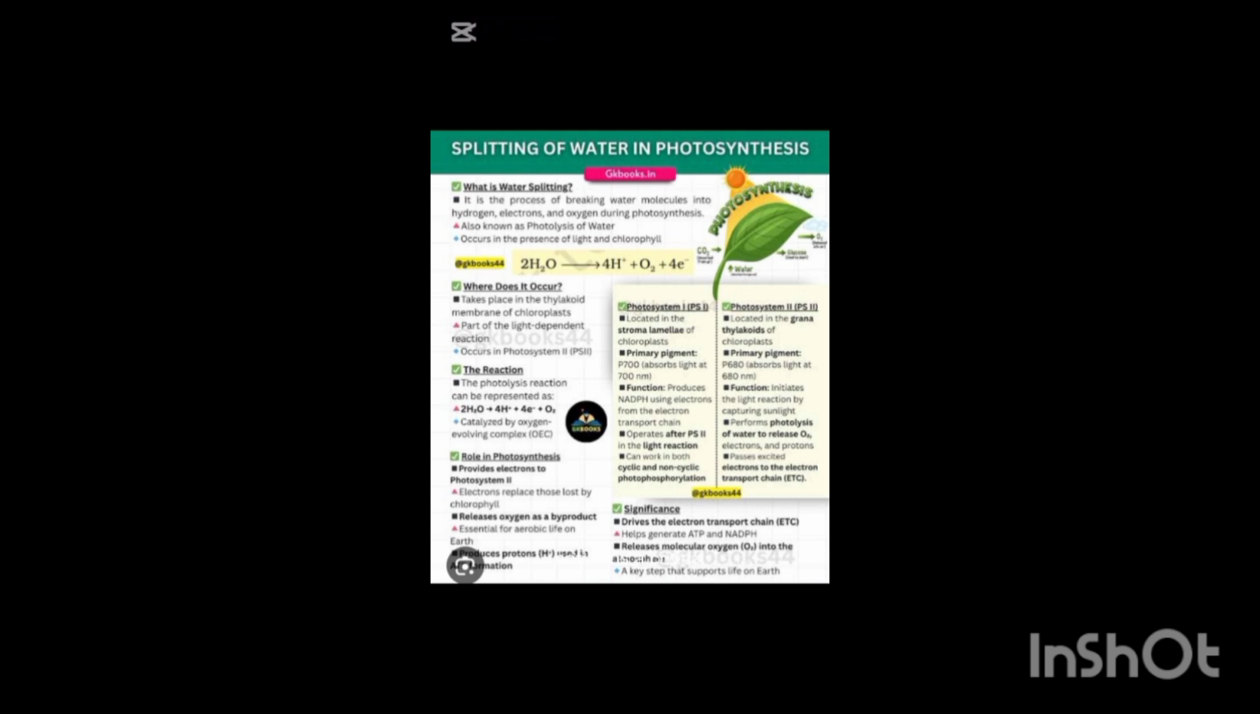So, in conclusion, photolysis is a critical bottleneck step that converts solar energy into chemical energy, which is NADPH and ATP. This diagram summarizes everything that you need to know about photolysis or water splitting in photosynthesis.